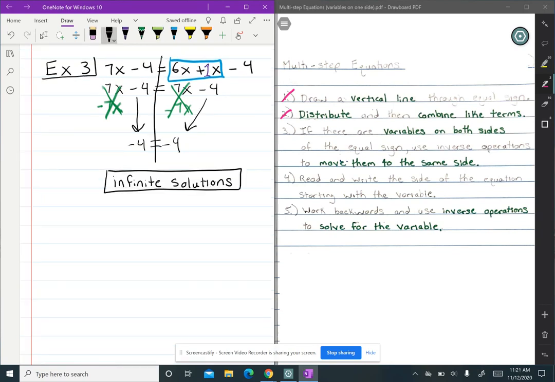What this means is that I could take any value for x and substitute it into the left side of the equation, and also substitute the same value into the x's on the right side of the equation, and the two sides will always be equal. And then in our final answer, if we would have gotten negative 4 equals some other number, so negative 4 equals 2 or negative 4 equals 0, that would have told us that it would have been no solution.